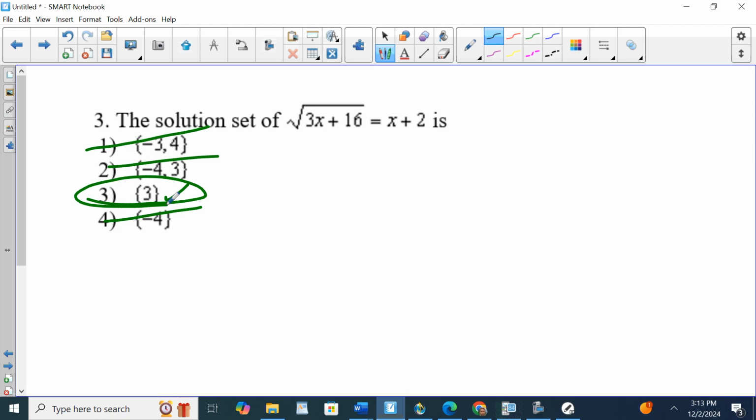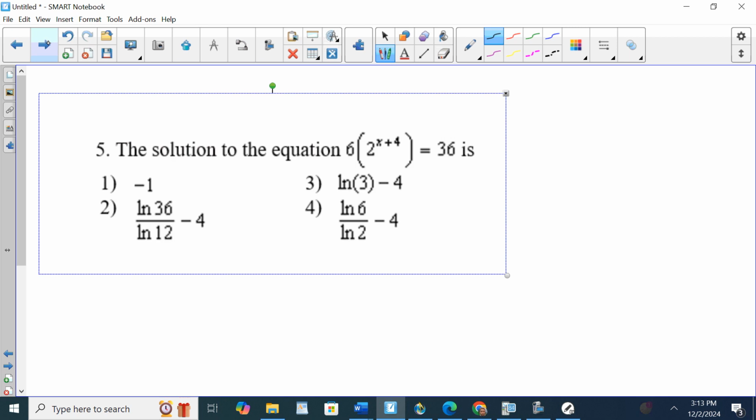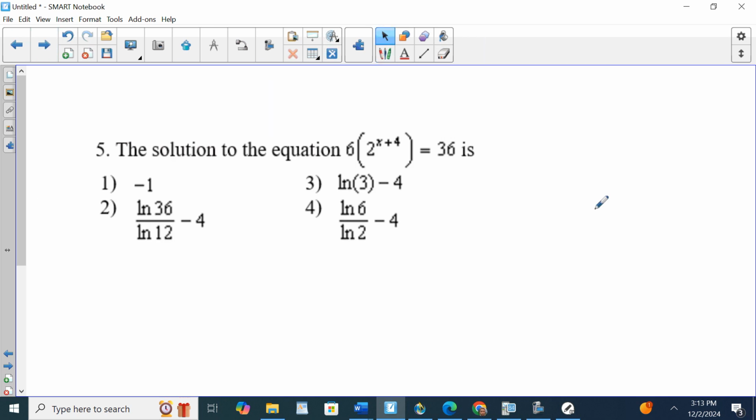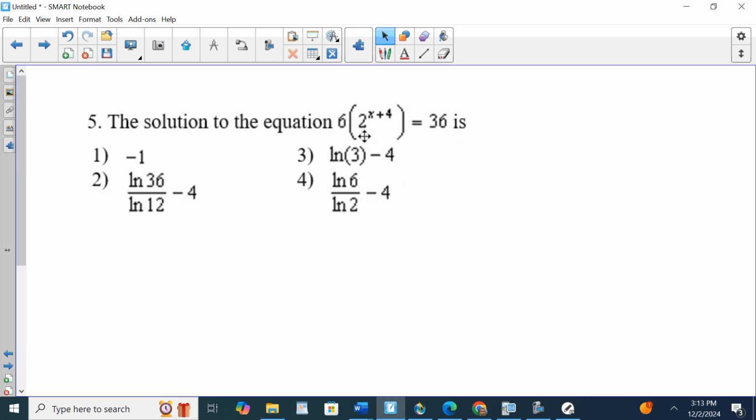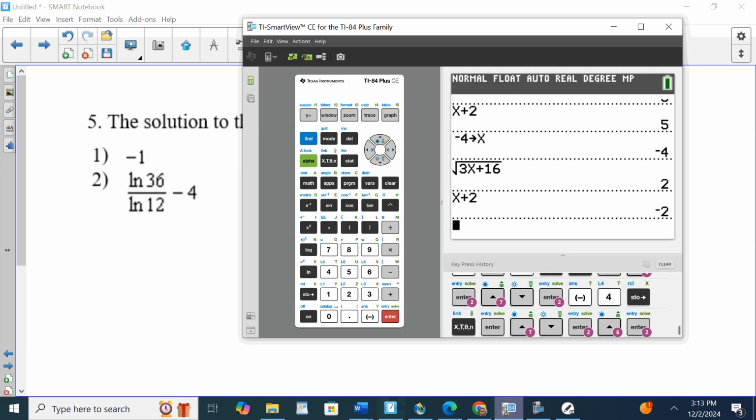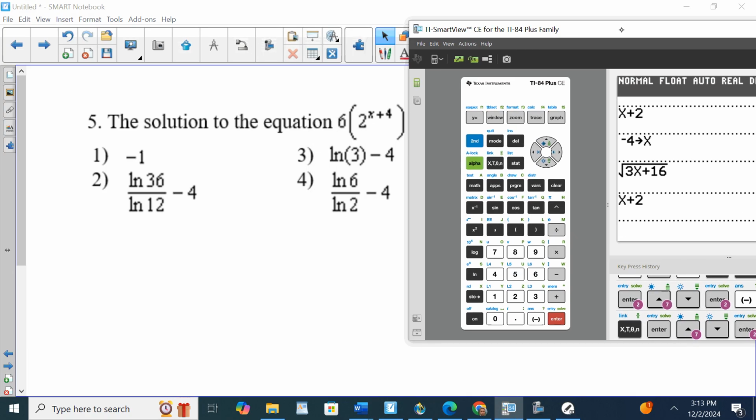Do not do the algebra. If it's an equation, just take each answer, substitute it in, with storing or without. This is literally the exact same thing. It's another equation. I don't care what it looks like. We're going to store each potential answer, and we are going to type in the left, type in the right, and see if it works. I believe the answer is choice 4.